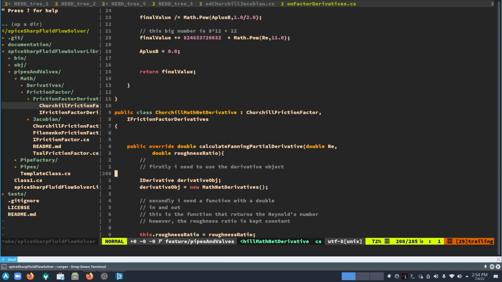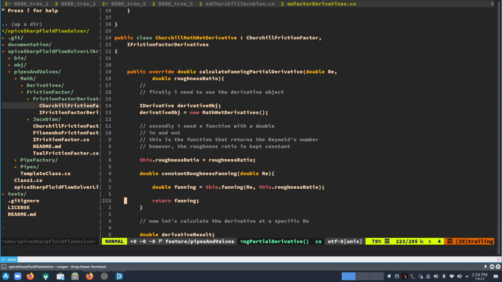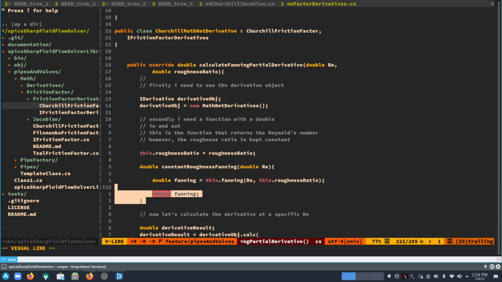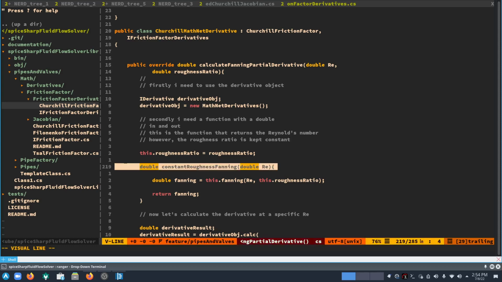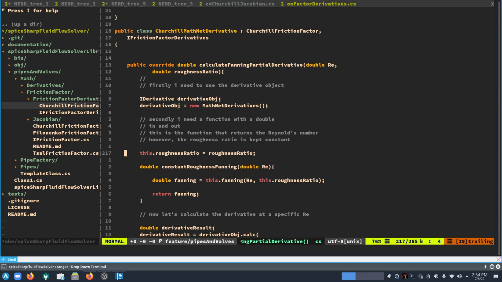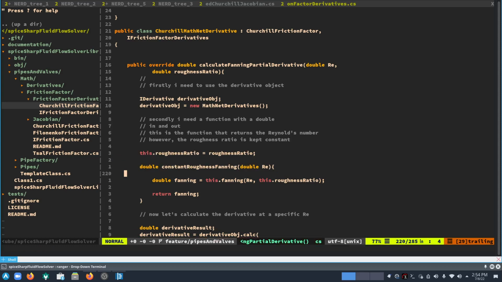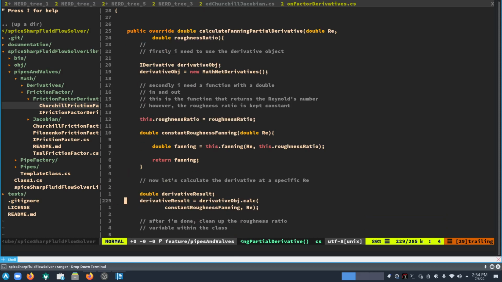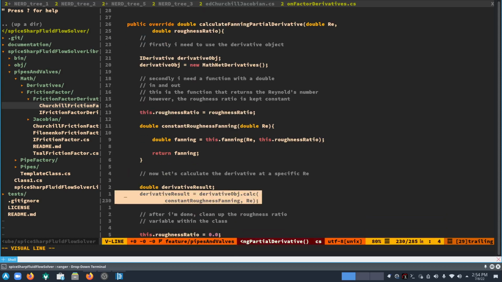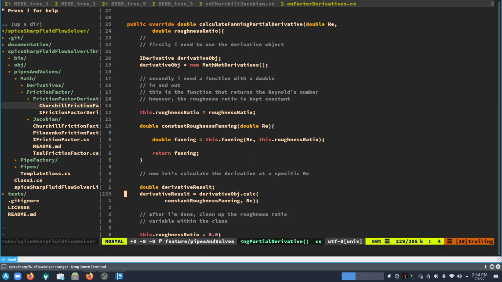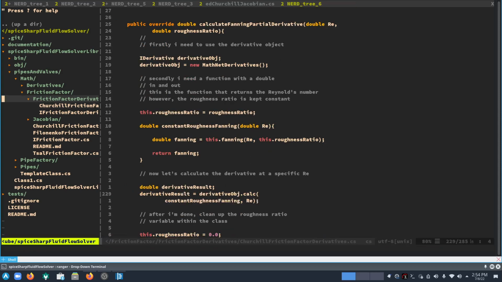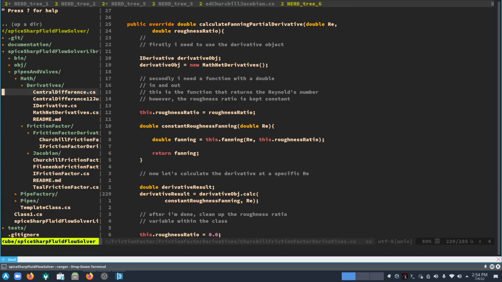So I make this derivative object, and I use a similar method. I have a function in here to calculate the fanning friction factor, but this time it is just based on the Reynolds number. The roughness ratio will be put into a class variable, and this will not change when we calculate the partial derivative. This is where we calculate the partial derivative using the MathNet class. Go and read up on how the source code works. I will not be explaining it here.